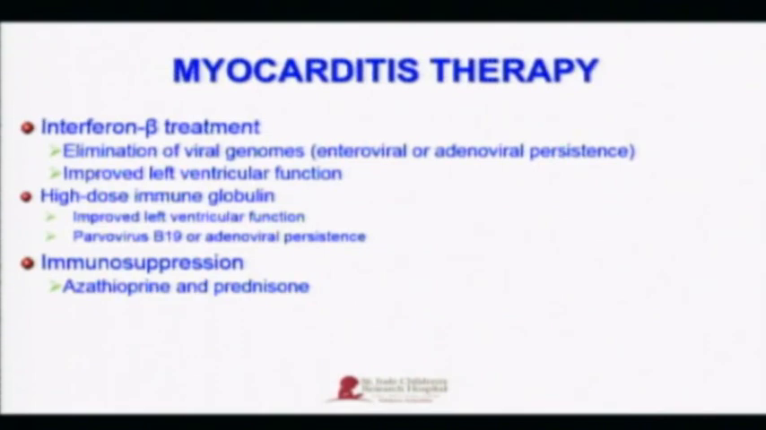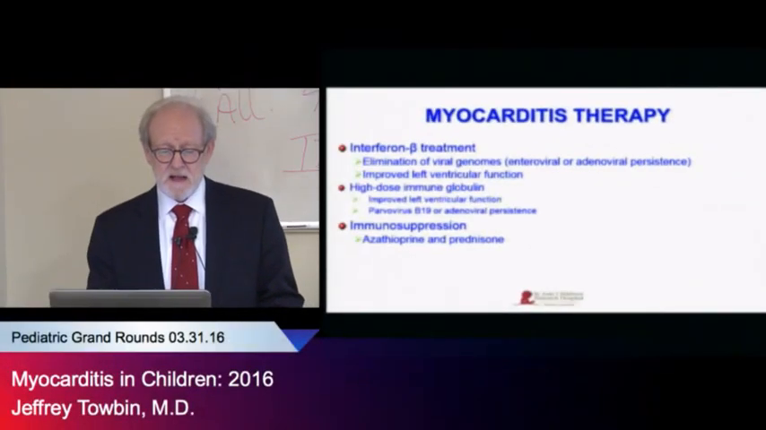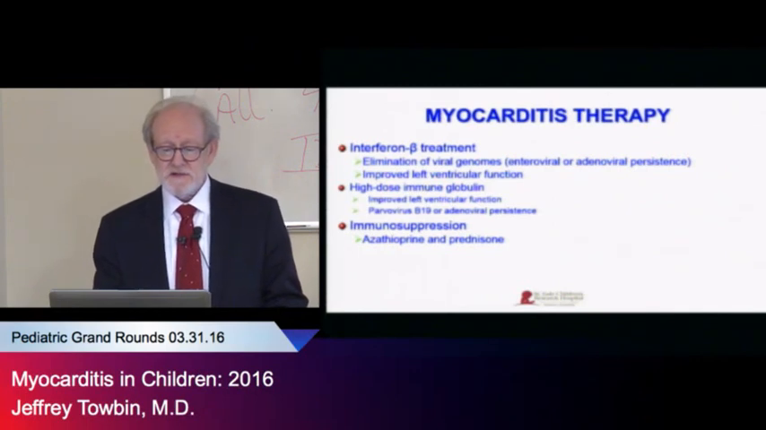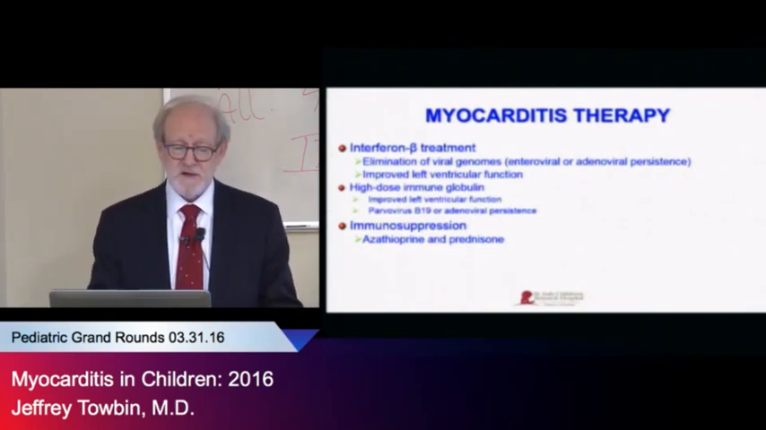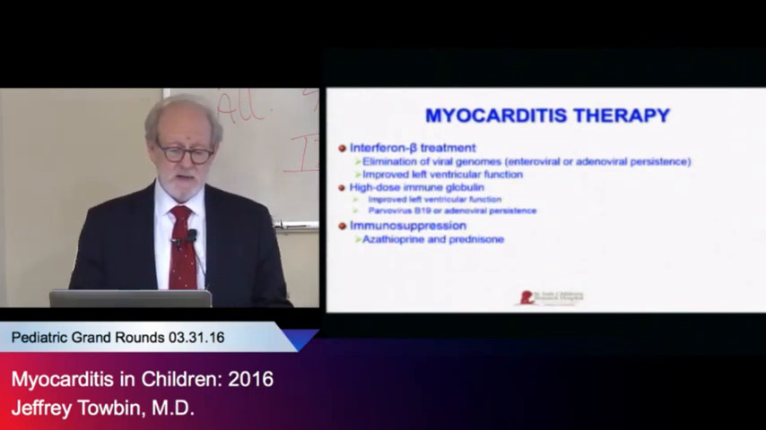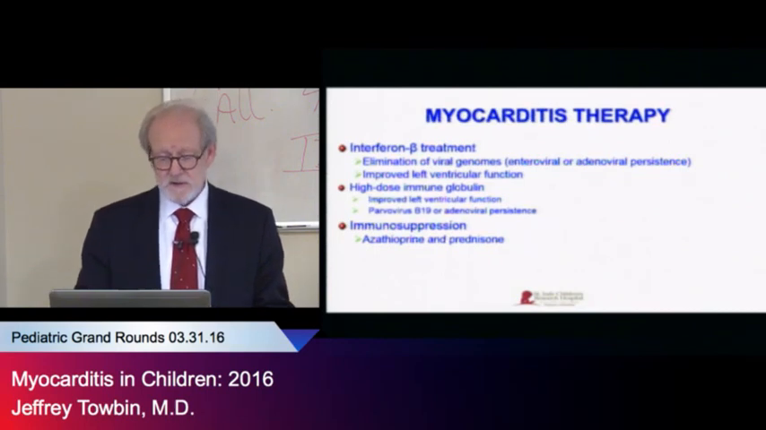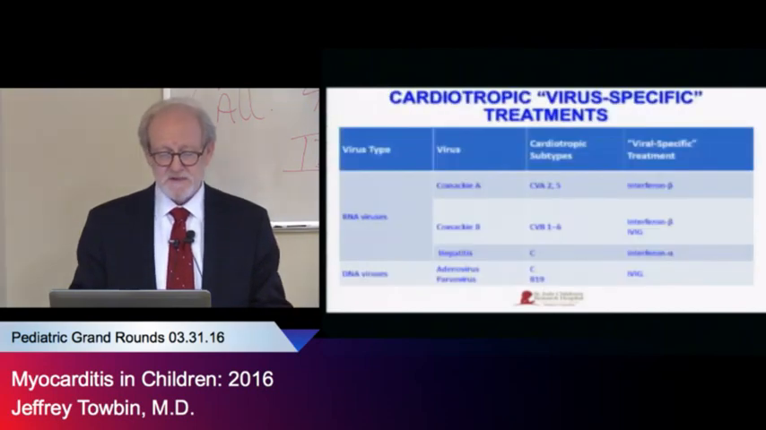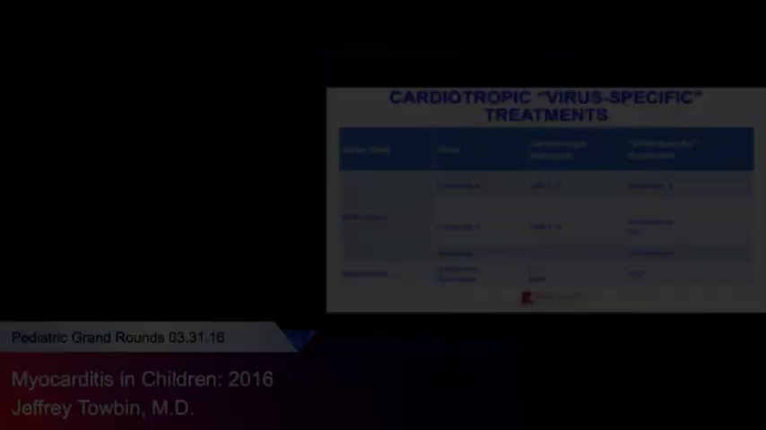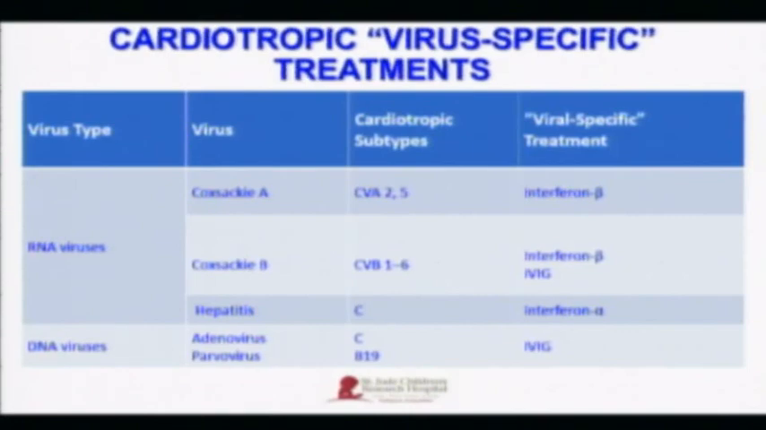So interferon beta treatment, and this is from colleagues in Germany, elimination of certain viral genomes and improved LV function has been demonstrated. High dose IVIG have been shown to have improved LV function, but this is in cases of parvo and adenovirus, and then immunosuppression, Imuran and prednisone, but as a general statement, a very small select population will respond positively to that. So your RNA viruses, in particular the Coxsackie viruses, interferons work pretty well for those, plus or minus IVIG.